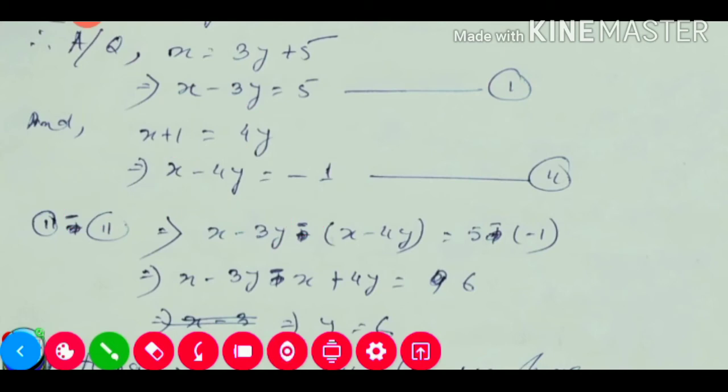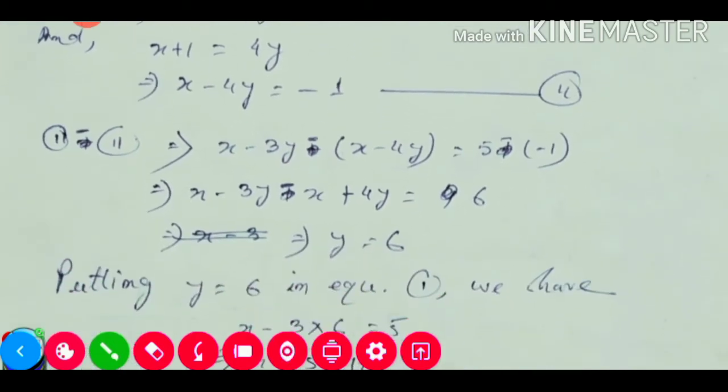Now we'll take out this one from the bracket, so it will be x minus 3y minus x, minus minus plus 4y is equal to this one, c. Directly I have written 5, 6: 5 minus minus will be plus 1, so 5 plus 1 is equal to 6.